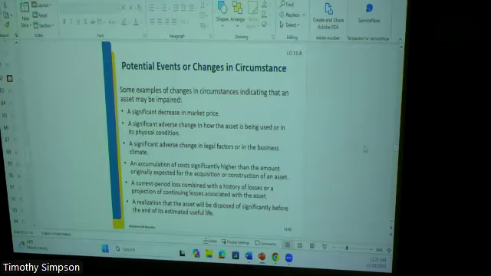Now, accumulation costs significantly higher. Okay, it means it costs more to maintain. When we talk about cash flows, we're really talking about net cash flows, in minus out, that sort of thing. Or current period loss combined with history of loss and things are getting better, that sort of thing, or the asset will be disposed of prior to the estimated useful life because we no longer need it.